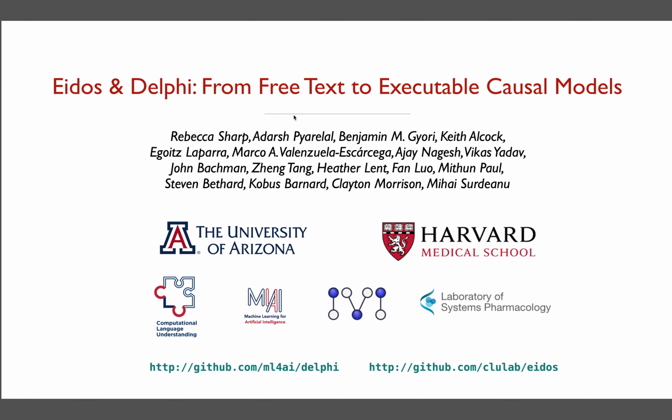In this demo, we showcase Eidos, an open domain information extraction system, and Delphi, a probabilistic model assembly framework that together can rapidly build executable causal models from free text, which analysts can use to support decision making. In this video, we will show you some key functionality of both systems, which are open source and available at these links.